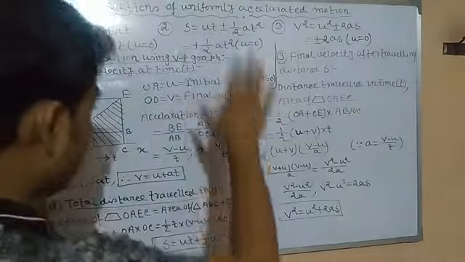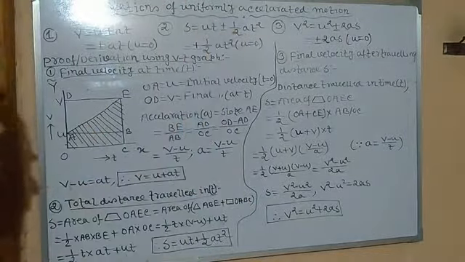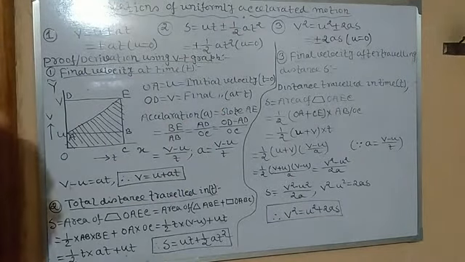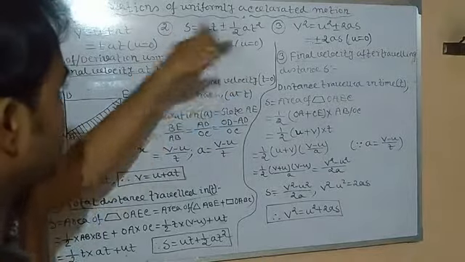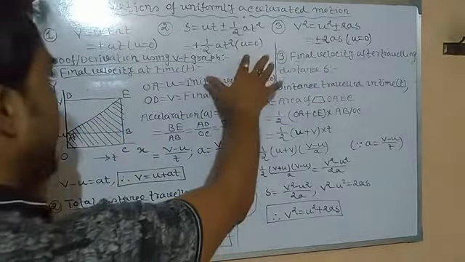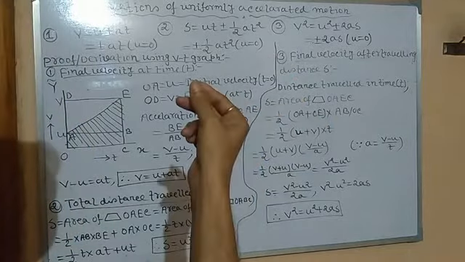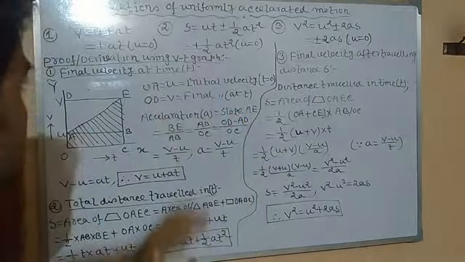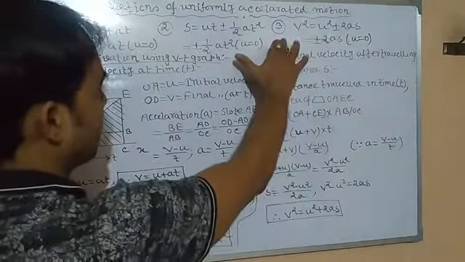A body having initial velocity u, moving with uniform acceleration a, then after time t the distance traveled or covered by the body is represented by this equation: s equals ut plus or minus half at squared. Again, if its initial velocity is 0, meaning the body is at rest, then ut vanishes, and only half at squared remains.